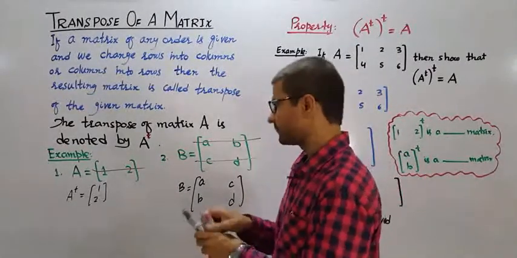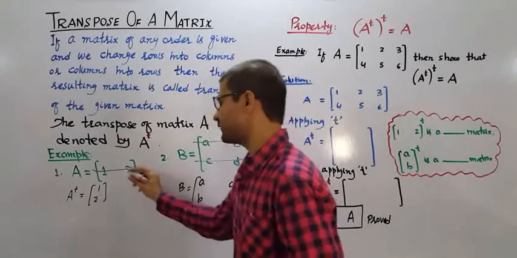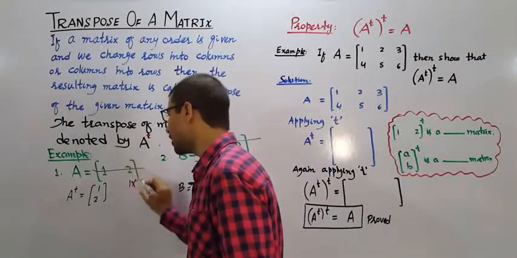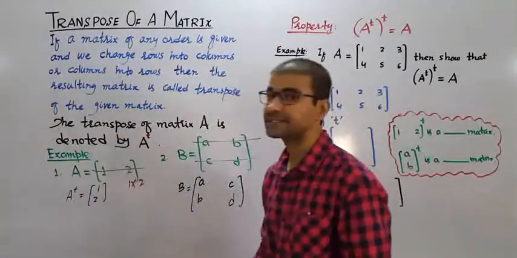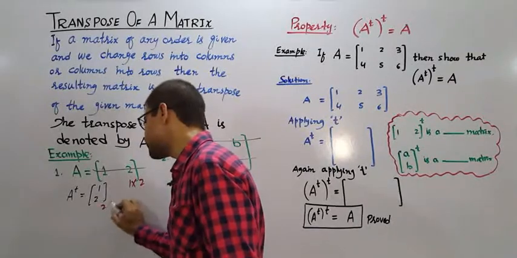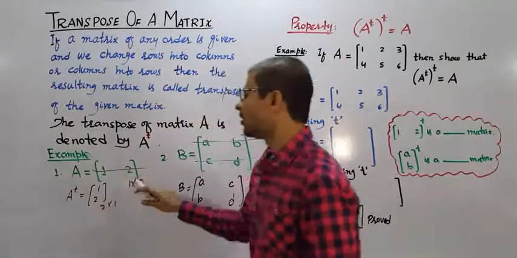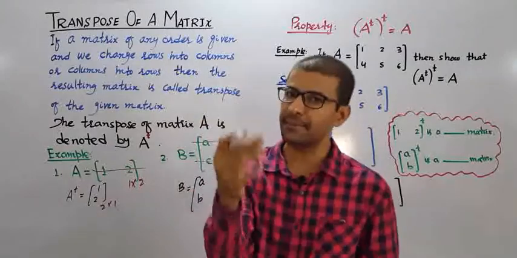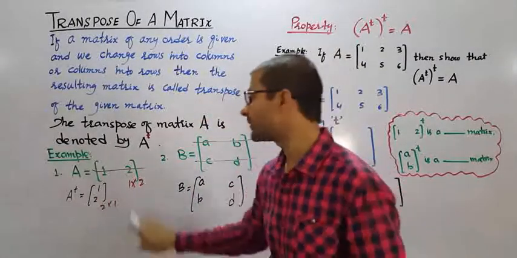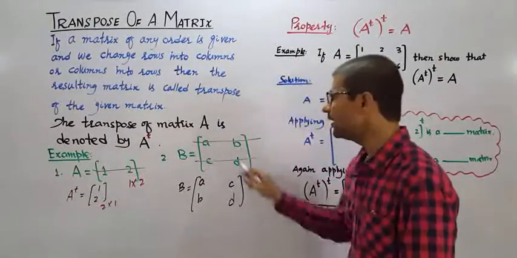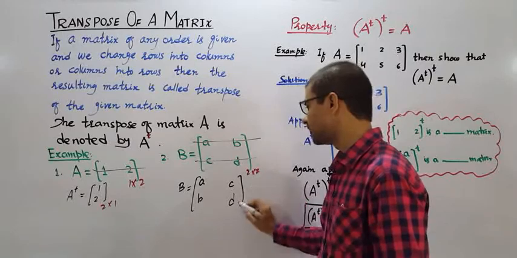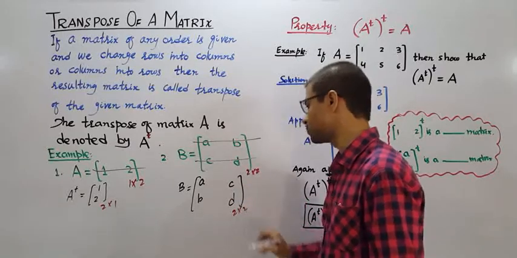Now observe, the order of this matrix is 1 row 2 columns, 1 by 2, and the order of the transpose matrix is 2 rows 1 column. If the order of the given matrix is 3 by 2, then the order of its transpose will be 2 by 3. Order will be reversed. Here the order of this matrix is 2 by 2. The order of its transpose is also 2 by 2.